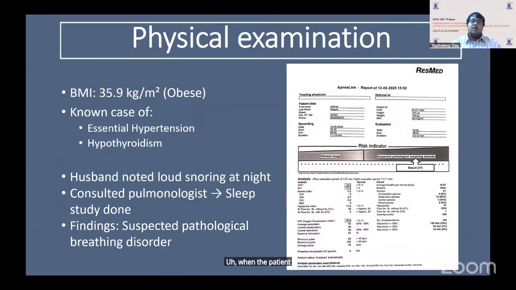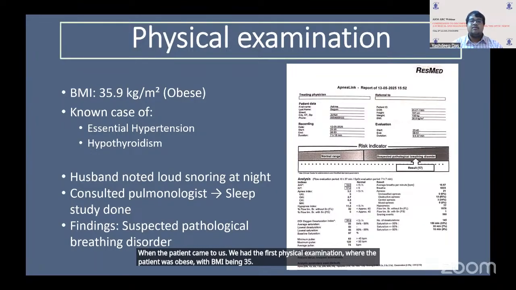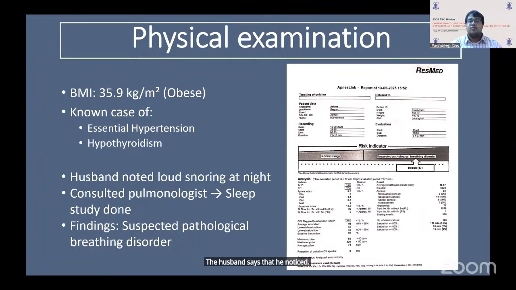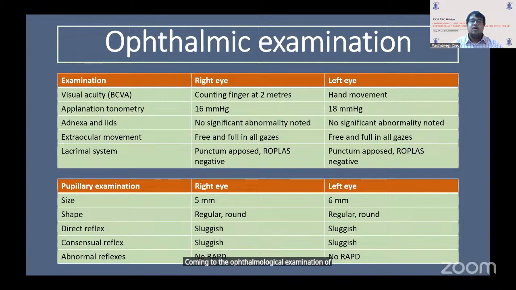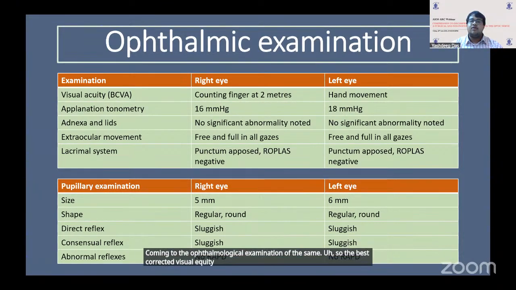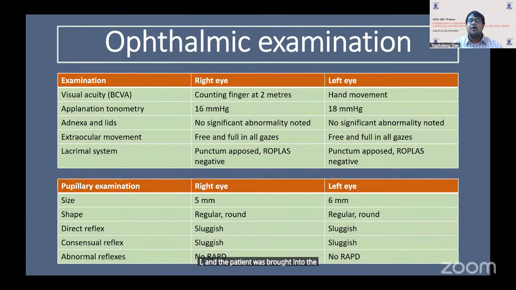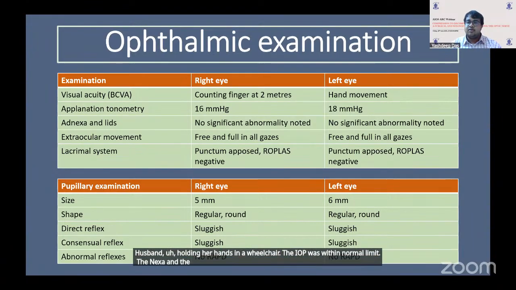When the patient came to us, on physical examination she was obese with a BMI of 35.9, a known case of essential hypertension and hypothyroidism. The husband says he noticed loud snoring of his wife at night, for which they consulted a pulmonologist and a sleep study was done. The findings were suggestive of a pathological breathing disorder. Coming to the ophthalmological examination, the best corrected visual acuity was counting fingers at 2 meters in the right eye and hand movement in the left eye, and the patient was brought into the OPD by her husband, holding her hands, in a wheelchair. The IOP was within normal limits. The adnexa and the extraocular movements were within normal limits.